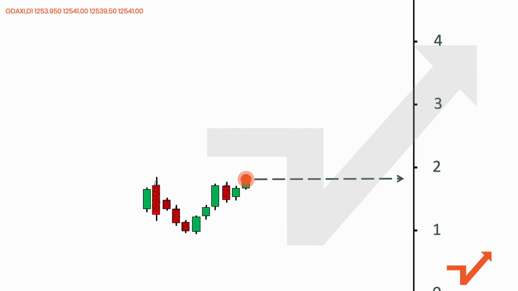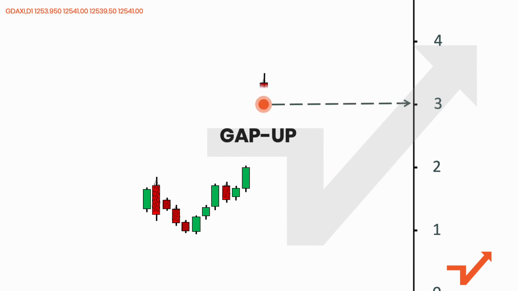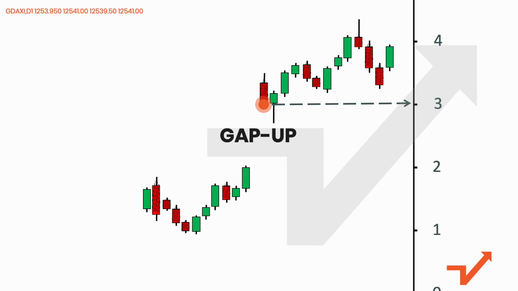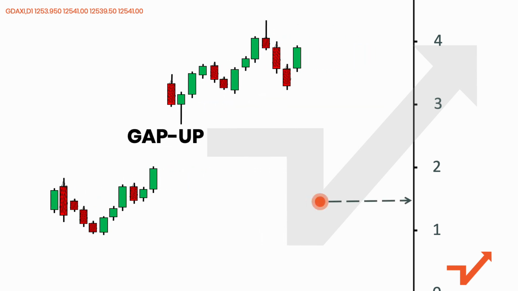For example, if a commodity trades at $2 during the first hour of trading, and then opens at $3 in the second hour, this is a gap up. If the price had opened at $1.50 instead, this would be a gap down.